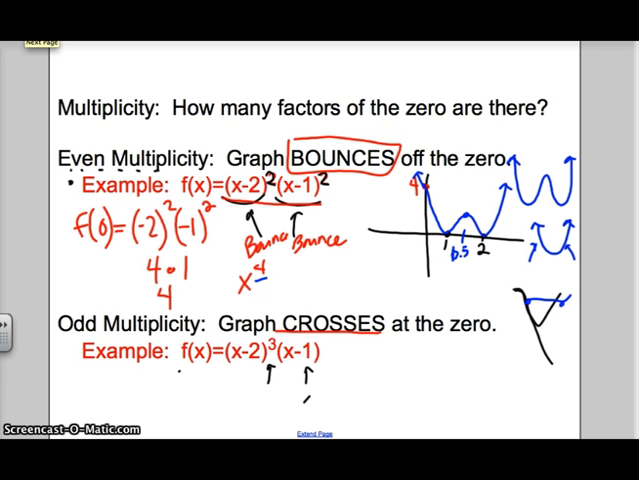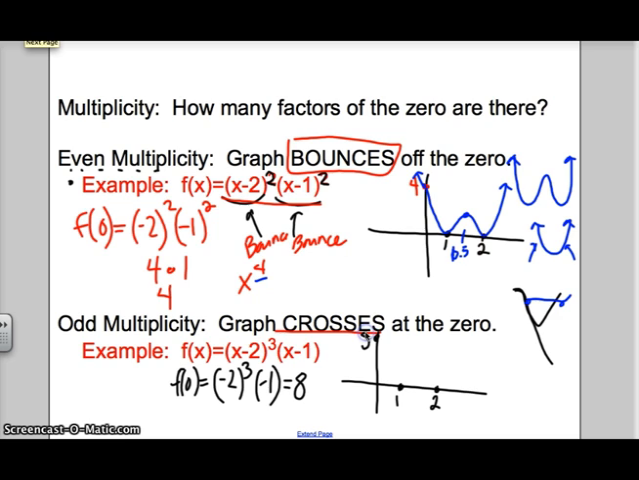Now, when I look at the odd multiplicity, it's for sure touching at 2 and 1. And if I plug in 0 to get my y-intercept, I'm going to get f of 0 at, let's see, -2 to the 3rd and -1. So it looks like it'll be at +8. So up here at 8, it's going to cross the y-axis. Since both of these have an odd multiplicity, it's going to cross at these. So I know that it's going to go down and cross at the 1, and apparently cross again at the 2.